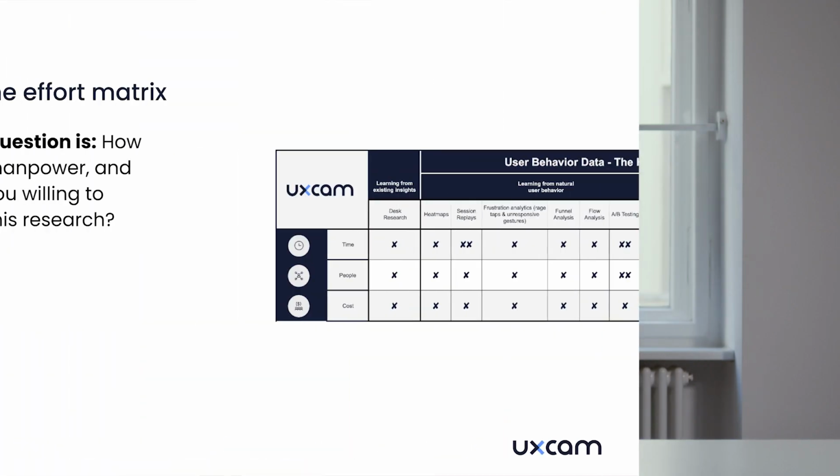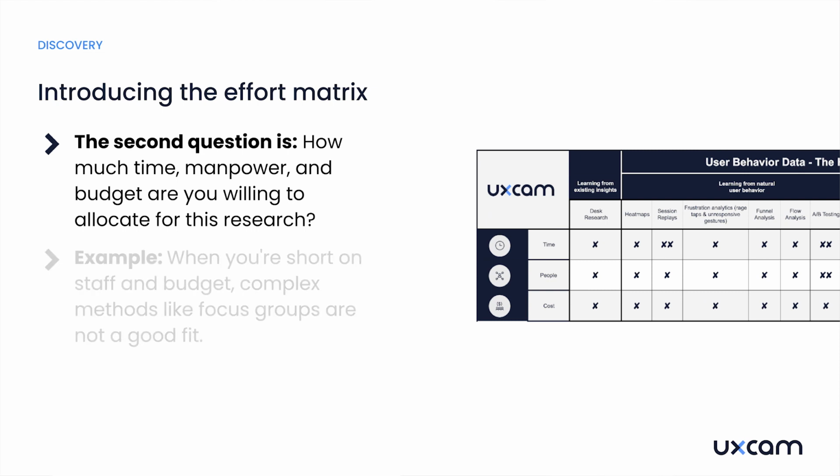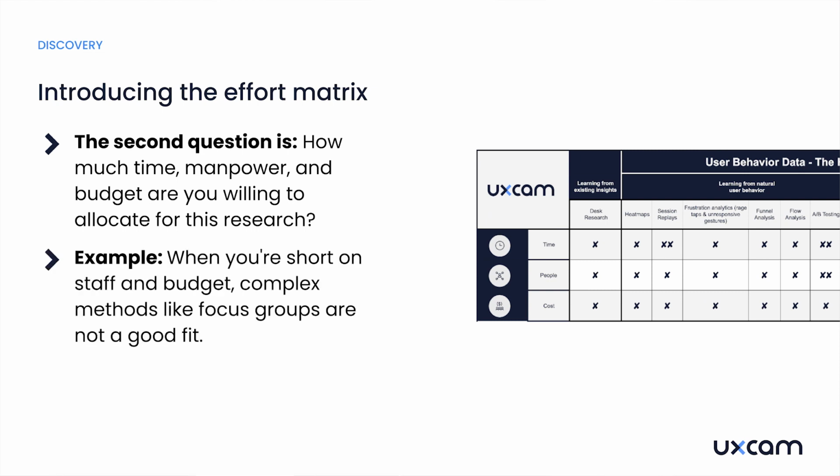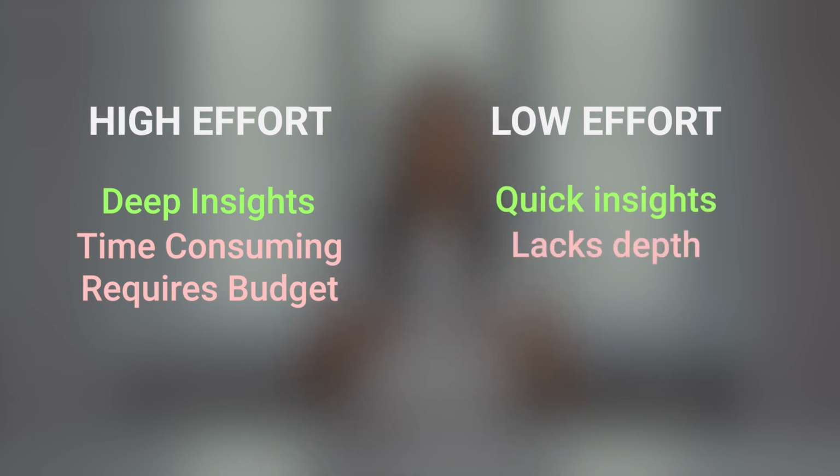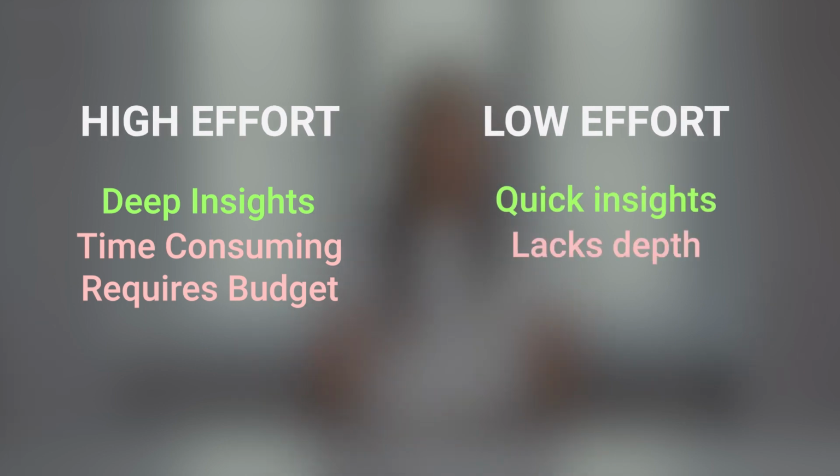The second important question is about effort. How much time, manpower, and budget are you willing to allocate for research? High effort methods like user interviews offer deep insights, but are time consuming and require a budget. Lower effort methods like NPS surveys or app reviews can quickly give you insights, but might lack depth. You need to gauge your resources realistically. Failing to do so could either stretch your team thin or lead to missed opportunities for deeper insights. Striking the right balance between your product goal and the effort you're willing to invest is crucial.